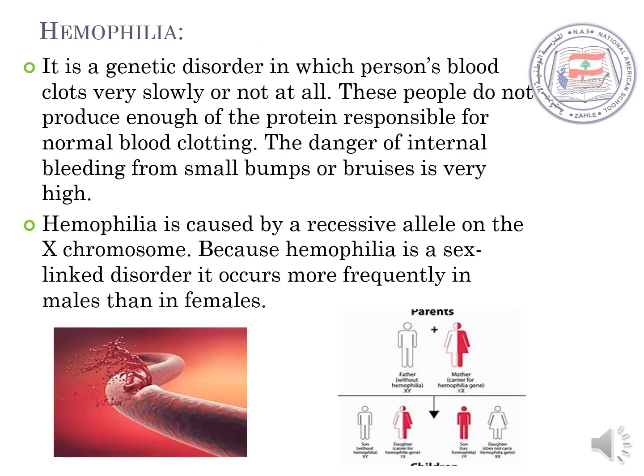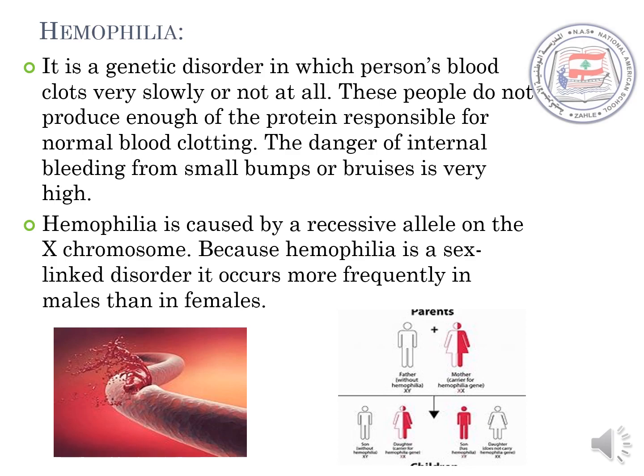Another type of genetic disorder is called hemophilia. Hemophilia is a genetic disorder in which a person's blood clots very slowly or not at all. These people do not produce enough of the protein responsible for normal blood clotting. The danger of internal bleeding from small bumps or bruises is very high. Hemophilia is caused by a recessive allele on the X chromosome.